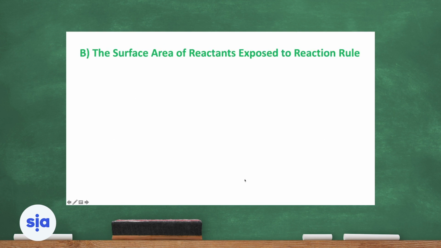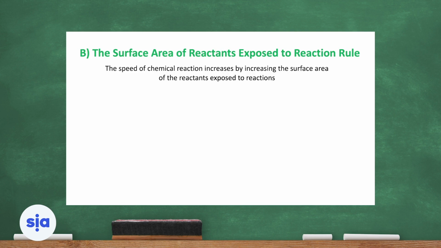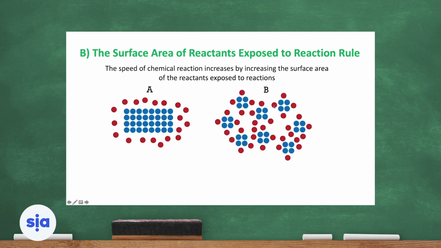Now the surface area of the reactants. The speed of chemical reaction increases by increasing the surface area of the reactants. Let's see together in this picture, picture A and picture B. What is the difference between those two pictures?